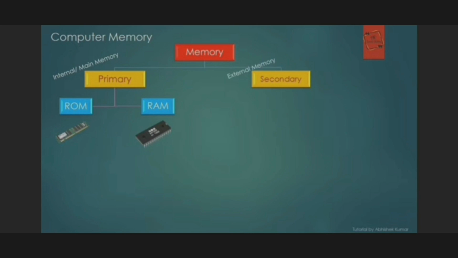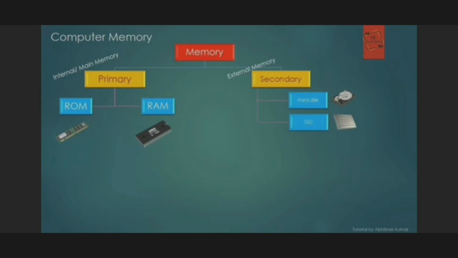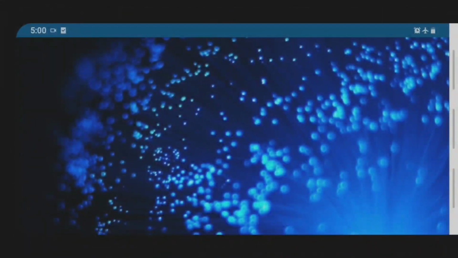Let's talk about secondary memory. Secondary memory is also known as external memory. The types of secondary memory are hard disk, SSD, pen drive, CD, DVD. They all are types of secondary memory. Now I am going to explain to you with some pictures and with the textbook.